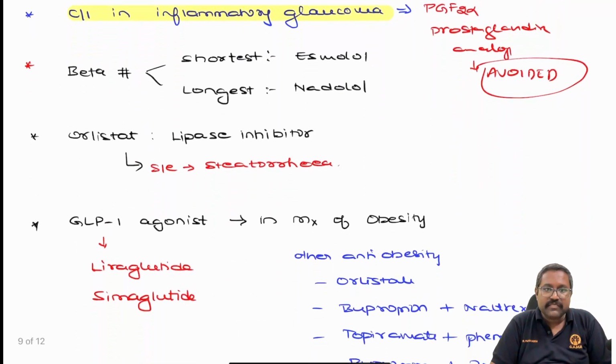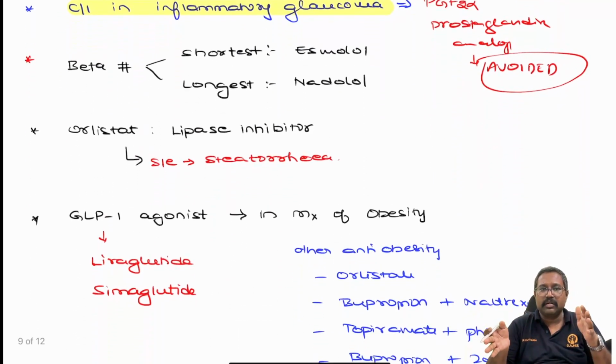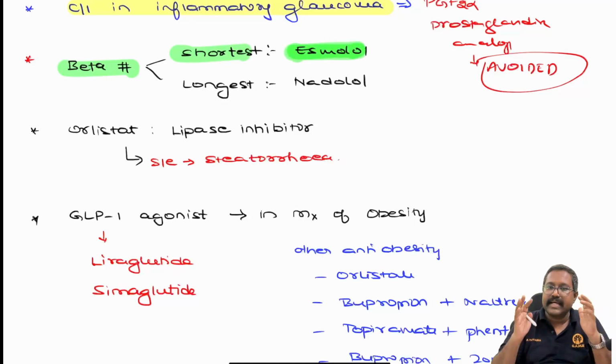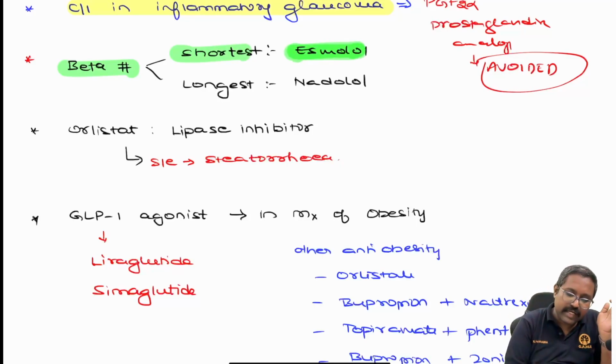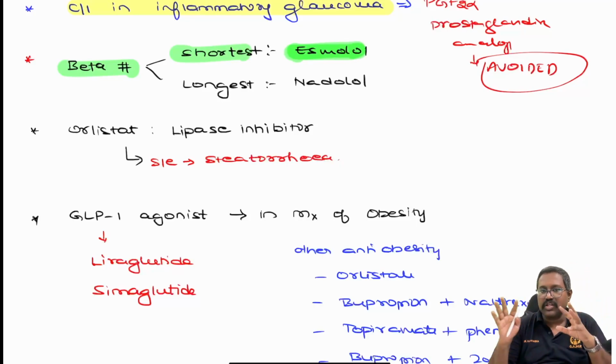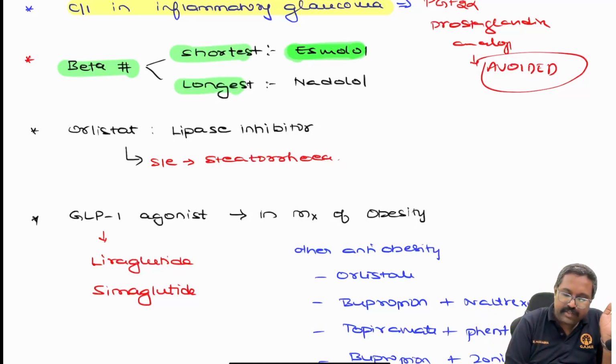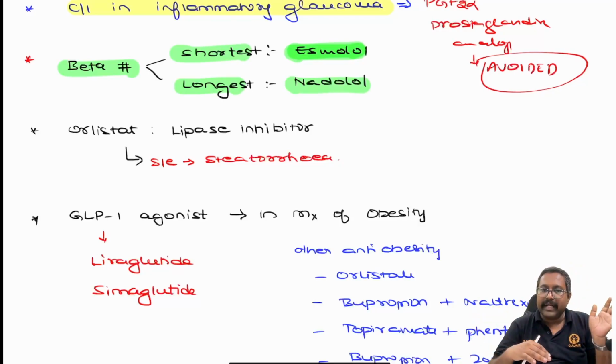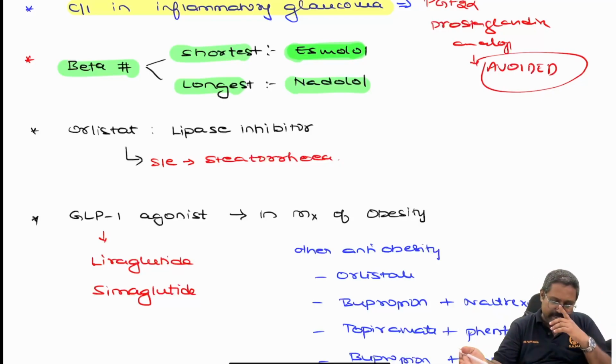In your exam they can ask which is the shortest acting beta blocker and the longest acting beta blocker. So what will be your response? The shortest acting will be esmolol. You can remember: short, S for esmolol. The longer acting one is nadolol. N comes at the end of the alphabetical order compared to E. E is earlier, so it is the shortest. N is farther away alphabetically, so you can remember it as the longest acting.